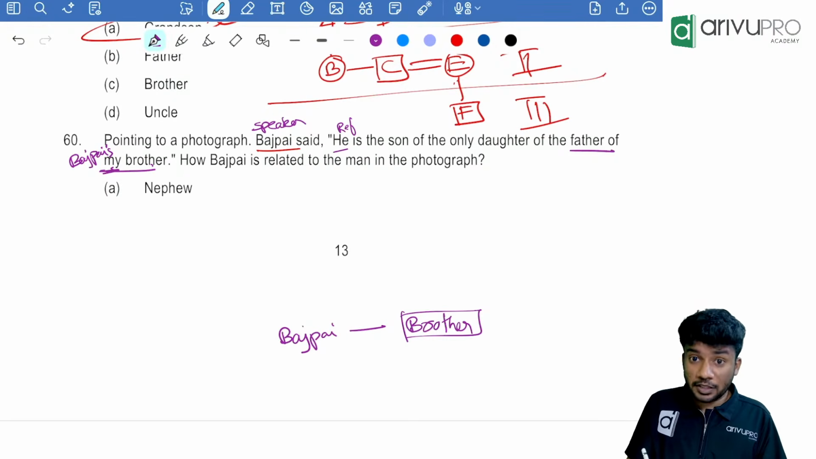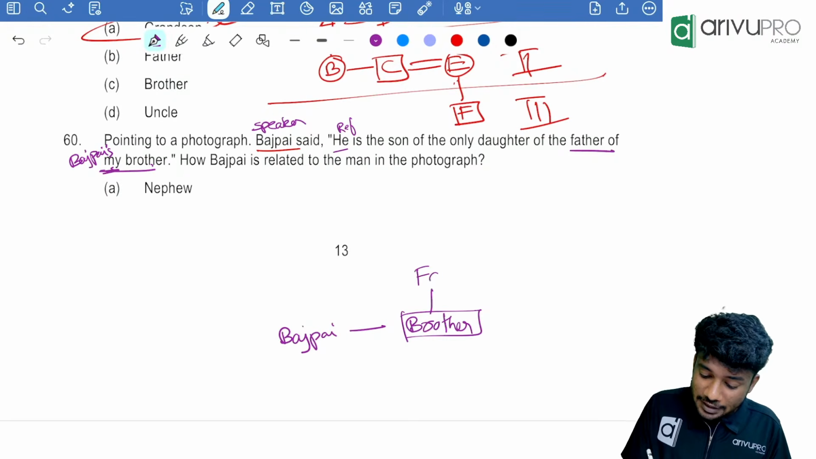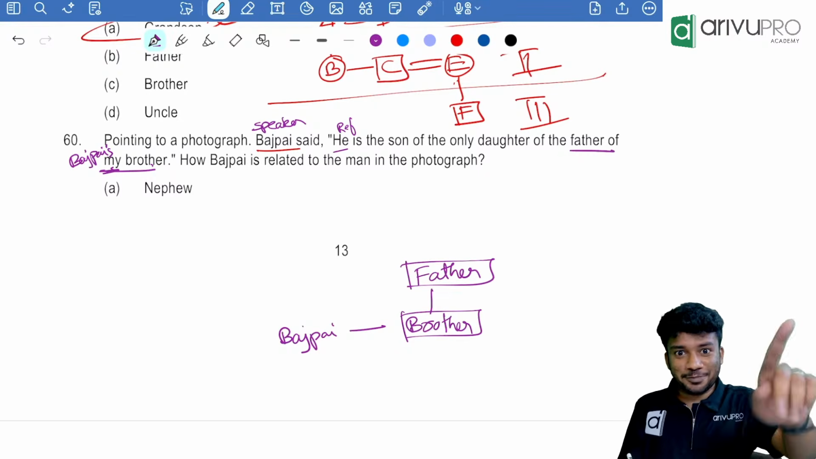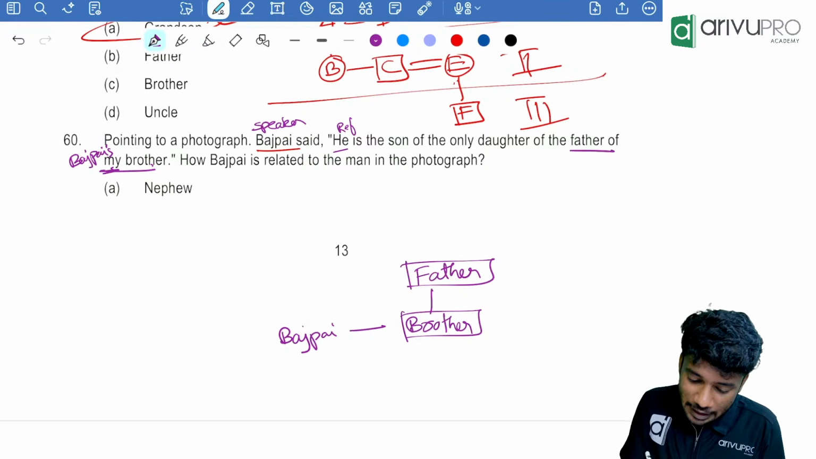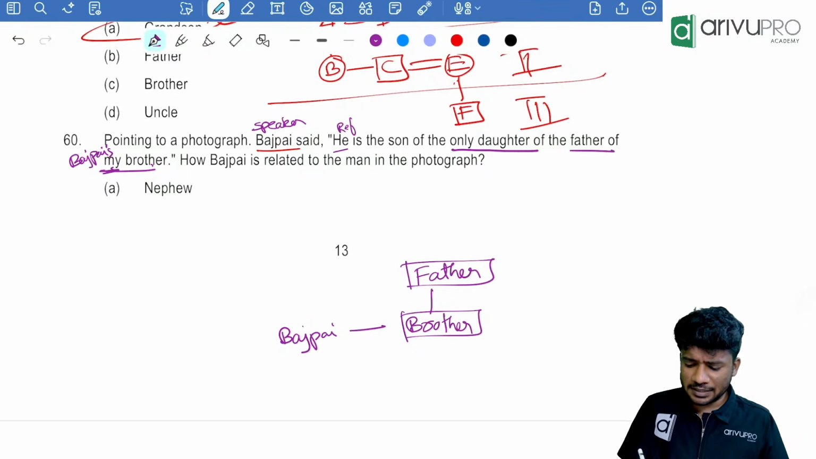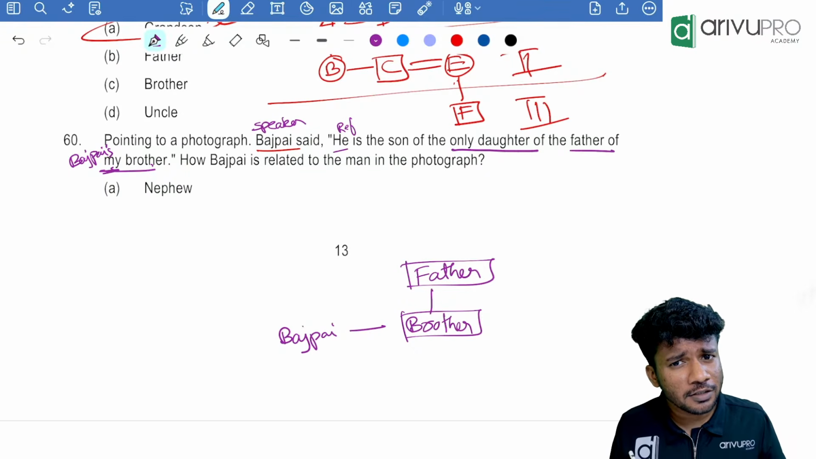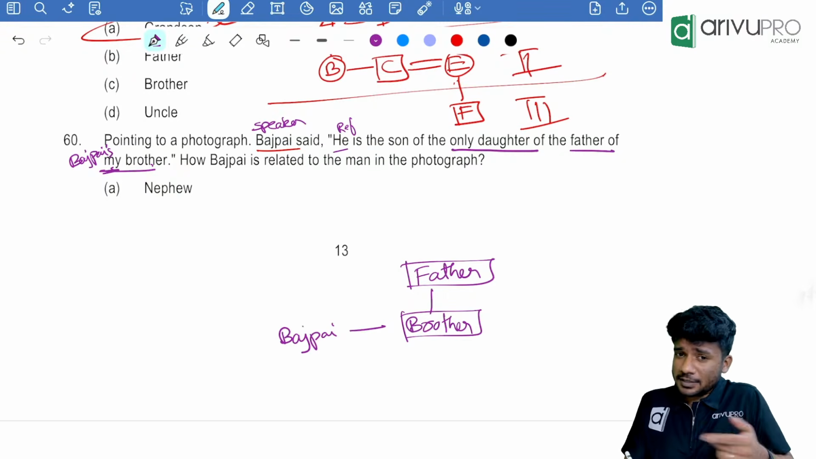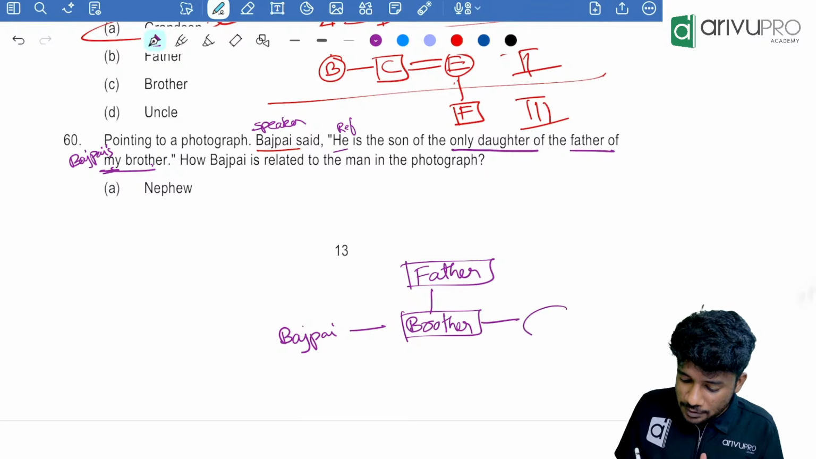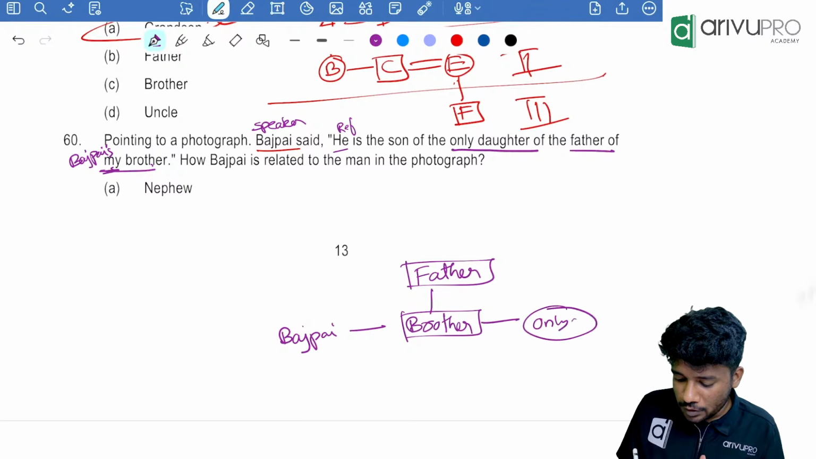That means this brother is having a father. That is nothing but our Bajpai's father also. Not brother. Father also. Then he is the son of the only daughter of father. Only daughter of father means can this brother be the only daughter? No. Two possibilities there. Bajpai can be the only daughter or there should be another sibling called as only daughter who is the sister of Bajpai and his brother.